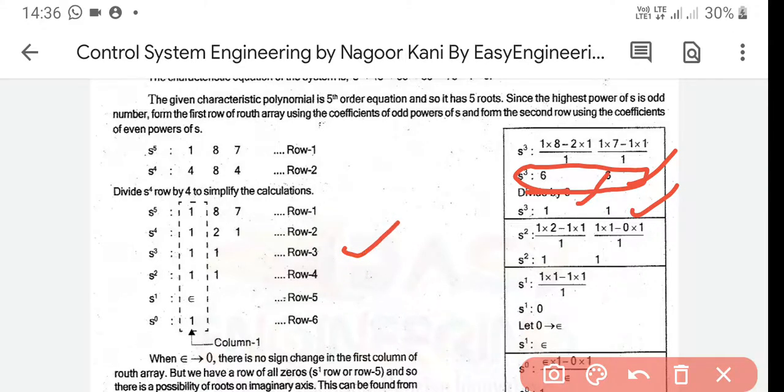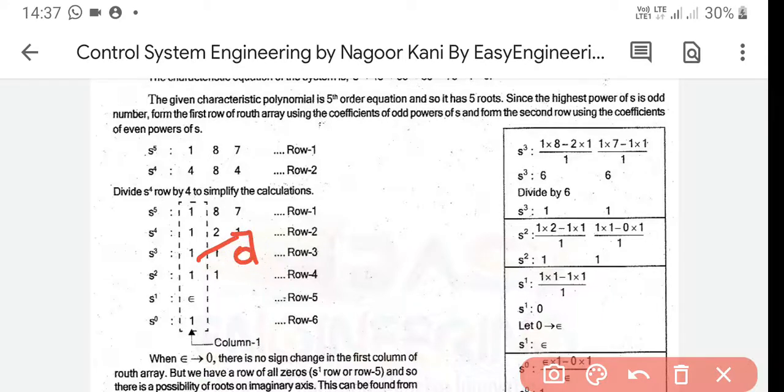After that calculate the s square elements. 1 into 2 minus 1 into 1 divided by 1, so you will get the value as 1. Similarly for the second element, 1 into 1 minus 0 into 1 divided by 1, where you don't have any element so 0. The value is 1. So the s power 2 values are 1 and 1. Finally you have to calculate s power 1. 1 into 1 minus 1 into 1 divided by 1. What will the value be? It is 0.